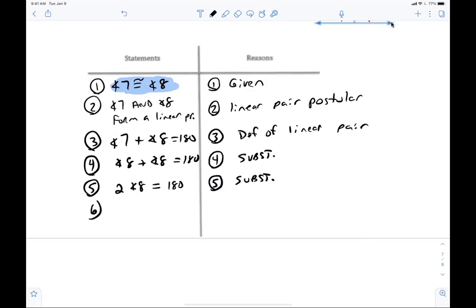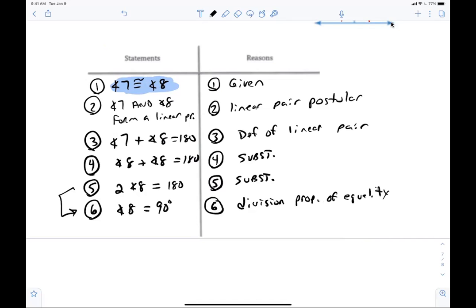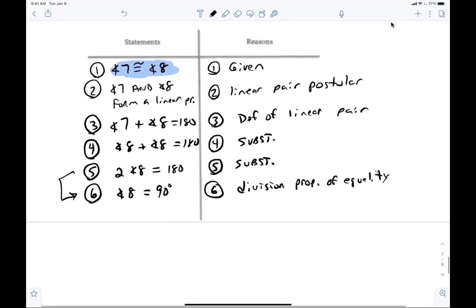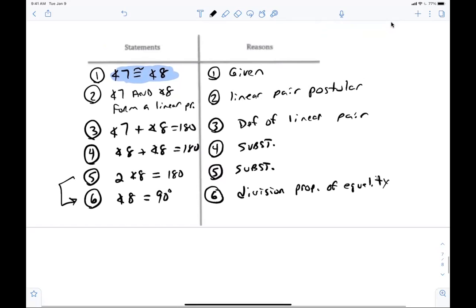So then what do we know about angle 8? It equals what? 90. Why? Well, how did I get from 5 to 6? What did I do? Yeah, division property of equality. Everybody okay with that? Division property of equality. Okay, so if the measure of angle 8 equals 90 degrees, then what's true? Angle 8 is a right angle.